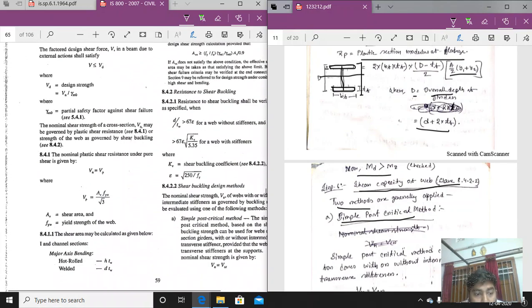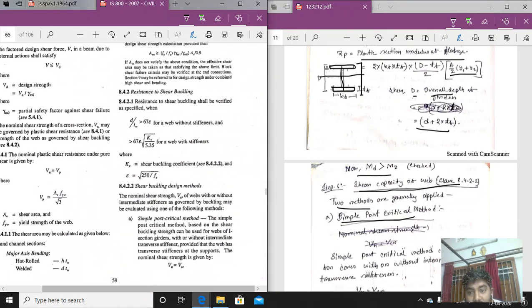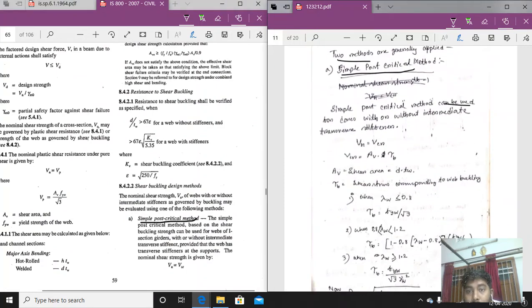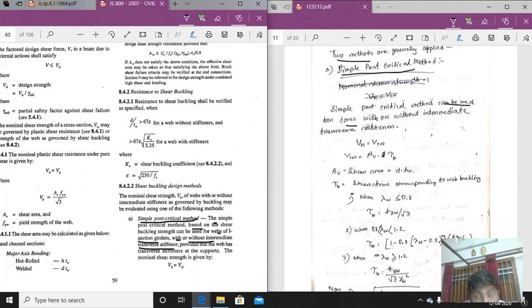Okay, so shear buckling criteria, shear capacity. The methods are: number 1, simple post-critical method. Simple post-critical method can be used for cases. Here it is said that the simple post-critical method based on the shear buckling can be used for webs of I section girders with or without intermediate transverse stiffeners. That means whether the girder is with transverse stiffeners or without transverse stiffeners, this method can be used for both cases to determine the shear capacity.